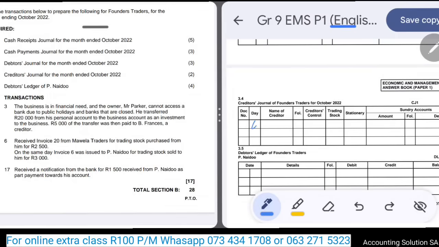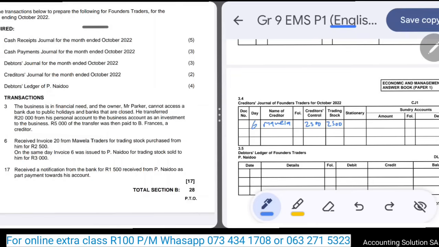On the 6th, we purchase a stock from Mawera. We didn't pay it, which means that it's credit. Creditors control 2,500, and we indicate that this is the stock that we bought. Very simple. Okay, we don't go to sundry account because trading stock column, it is there. But if we purchase anything else that was not on the column, we must also do what? Record it under sundry account.